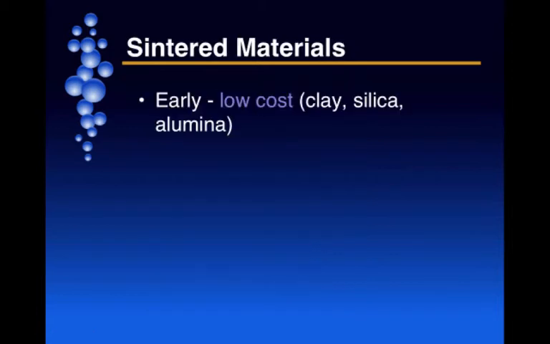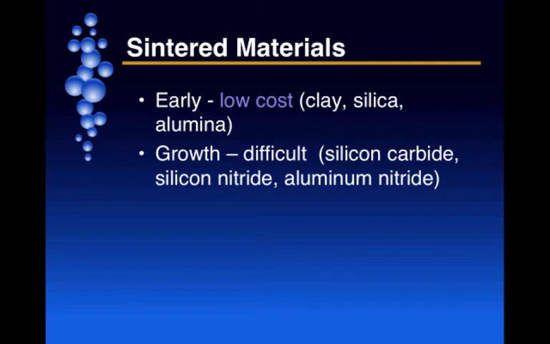When dealing with different kinds of sintered materials, the earliest were inexpensive materials such as clay and silica. You could make bricks. Then it moved on to the industrial age where you could have aluminum oxide. The current growth and opportunities in sintered materials often encompass very difficult to sinter materials such as silicon carbide, silicon nitride, aluminum nitride, and so a lot of value is generated from being able to process these materials.